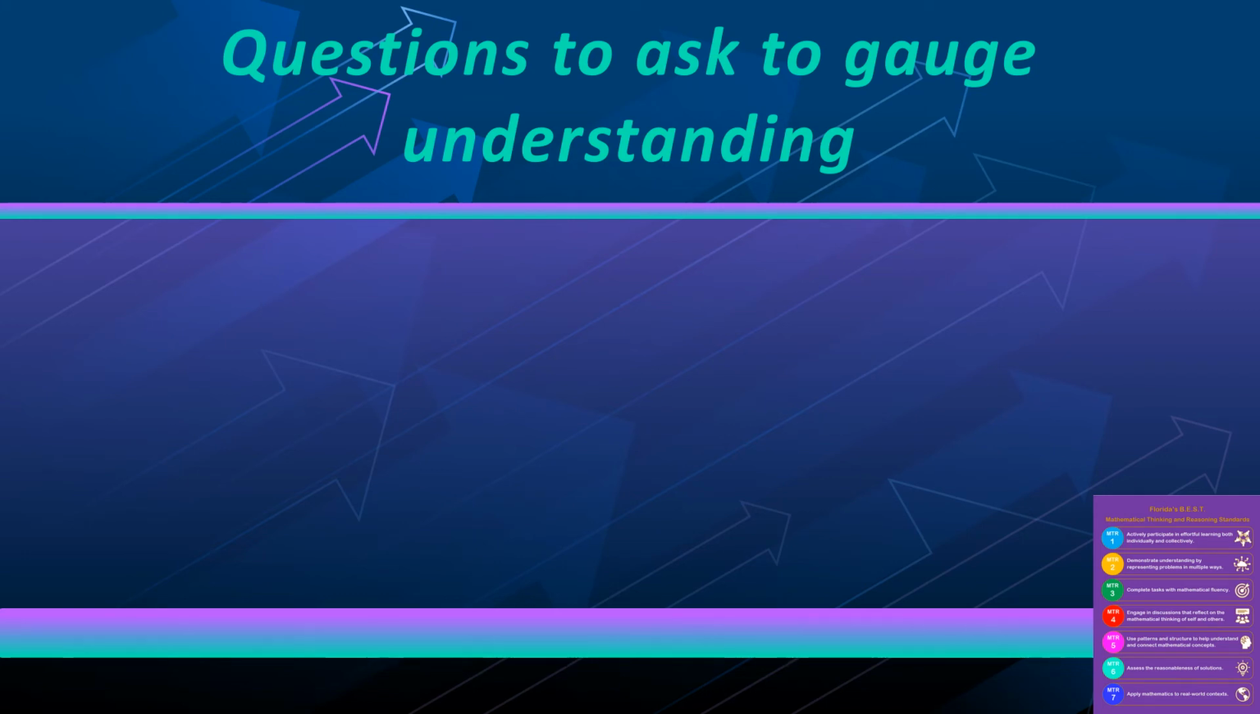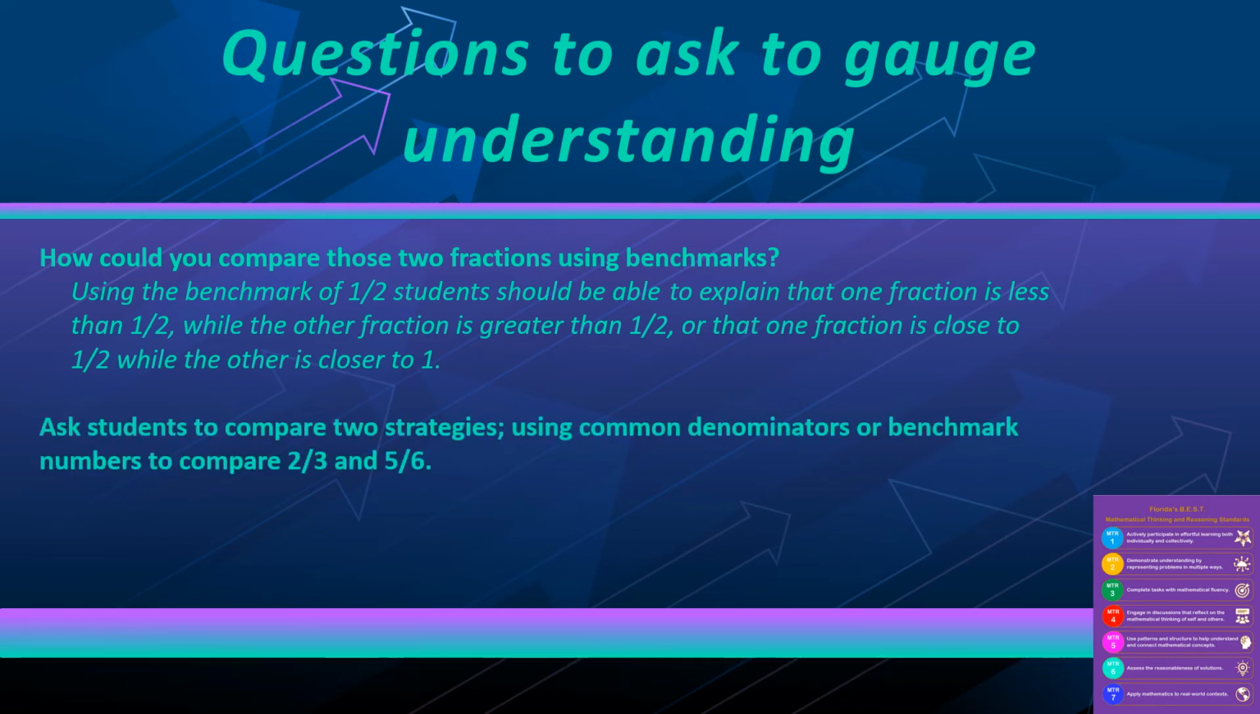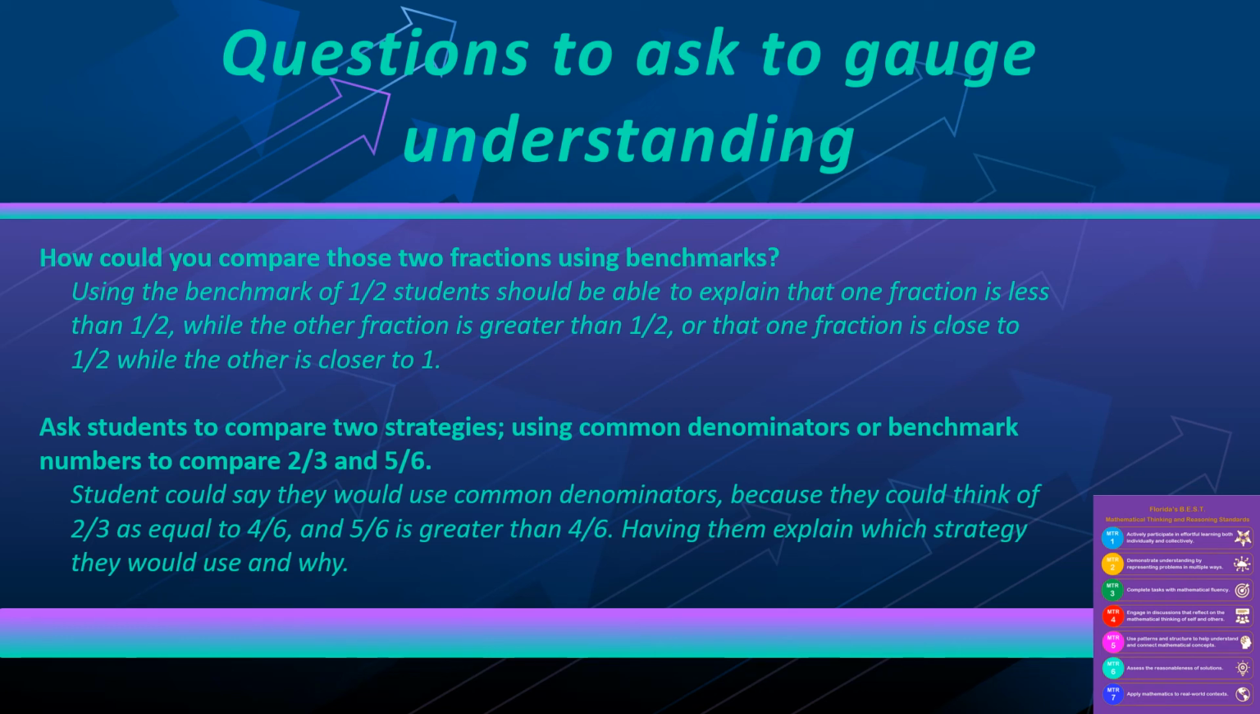Here are some questions to gauge student understanding. How could you compare these two fractions using benchmarks? We want students to be able to tell how they would use the benchmark fraction, and a lot of times that is using the 1/2 benchmark, telling whether it's greater than or less than that 1/2. We can ask students to compare using two different strategies, using common denominators or benchmark fractions to compare two different numbers. We want students to state why they would pick the certain strategy and why it is better than the other strategy. These can be found on the Math Smarts website.